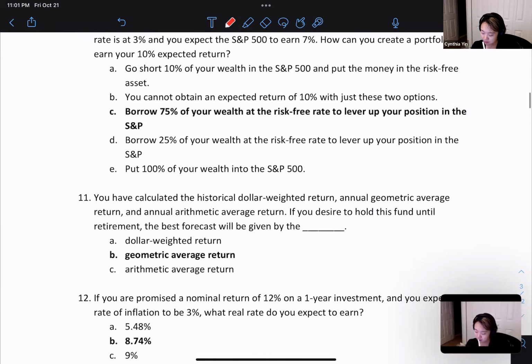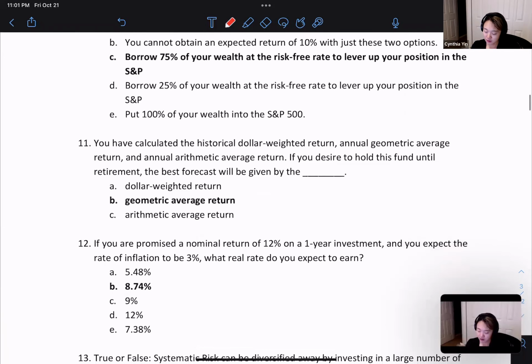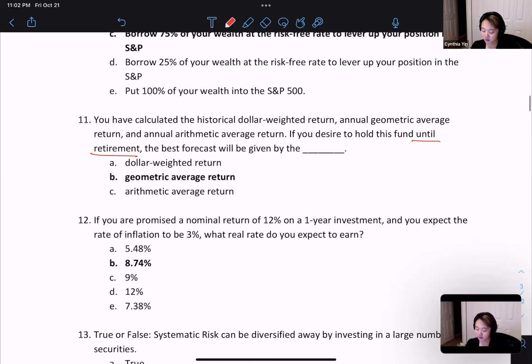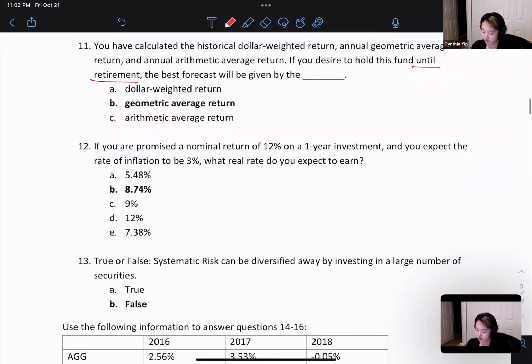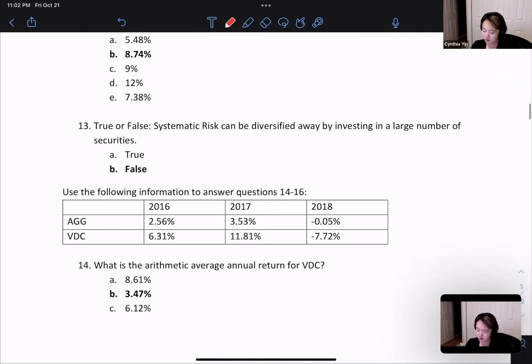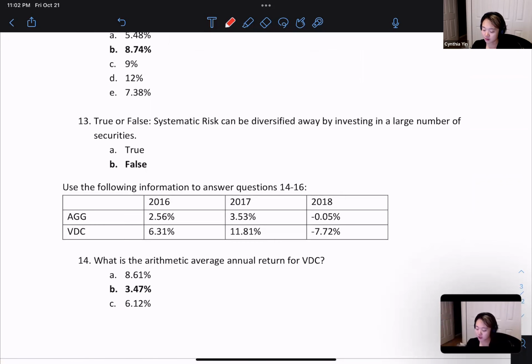And yeah, 11 is related because you want to hold the fund until retirement. So it's usually geometric average return, long term. And this one, 12, we also covered. Systematic risk can be diversified away. It's the opposite, right? Only idiosyncratic risk can be diversified away by investing in a large number of securities. Systematic risk is the one that cannot be diversified away.